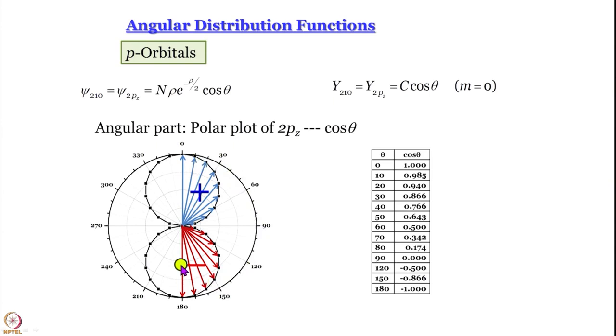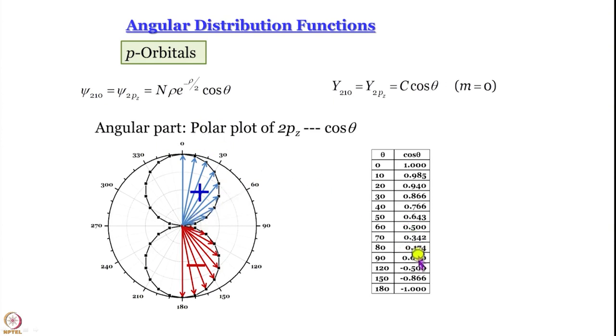This is a polar graph paper. Remember, the independent axis is the angle, and the dependent axis is the length. Here is a table with increments of 10 degrees of theta and cos theta, the function we are interested in. For theta equal to 0, cos theta is 1, so this length is 1. For theta equal to 90 degrees, cos theta is obviously 0. From theta equal to 0 to 90 degrees, cos theta keeps decreasing from 1 to 0. So this is how the lengths of the arrows are going to decrease. Remember, the length is what determines the value of cos theta. So you get this kind of a curve.